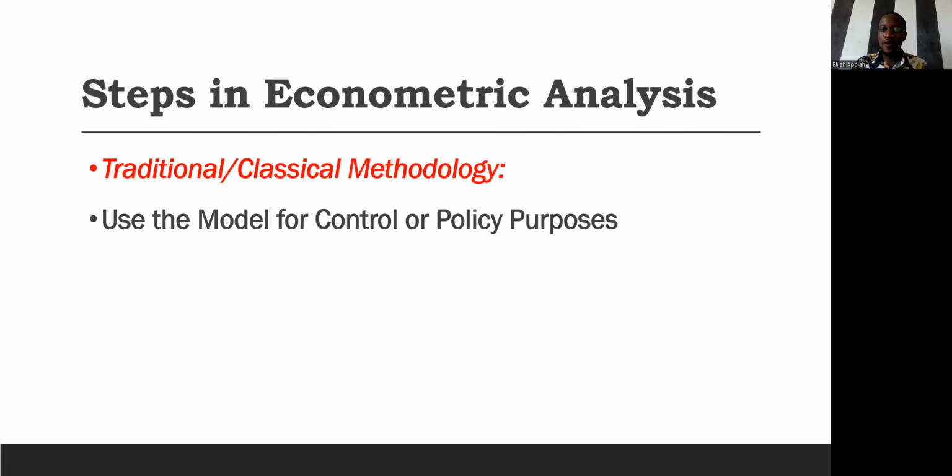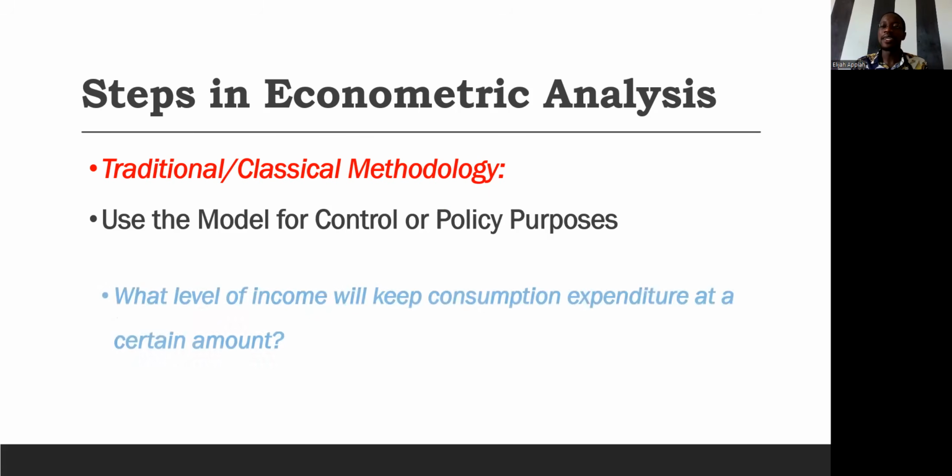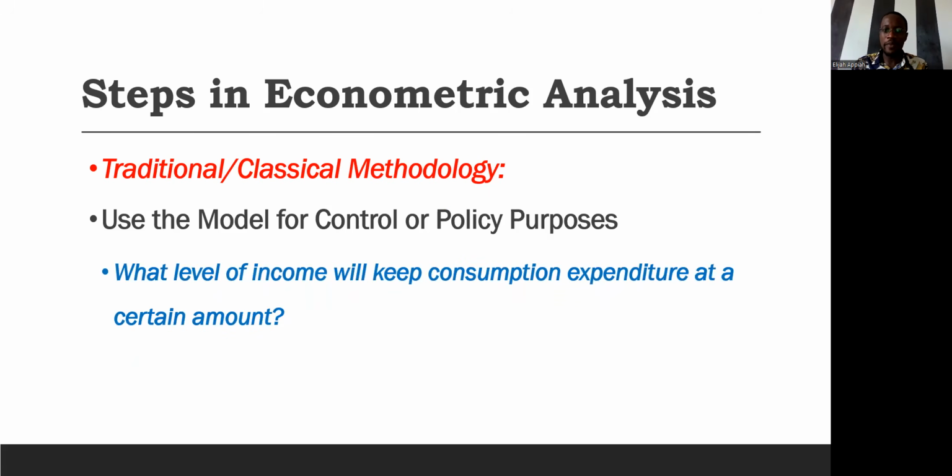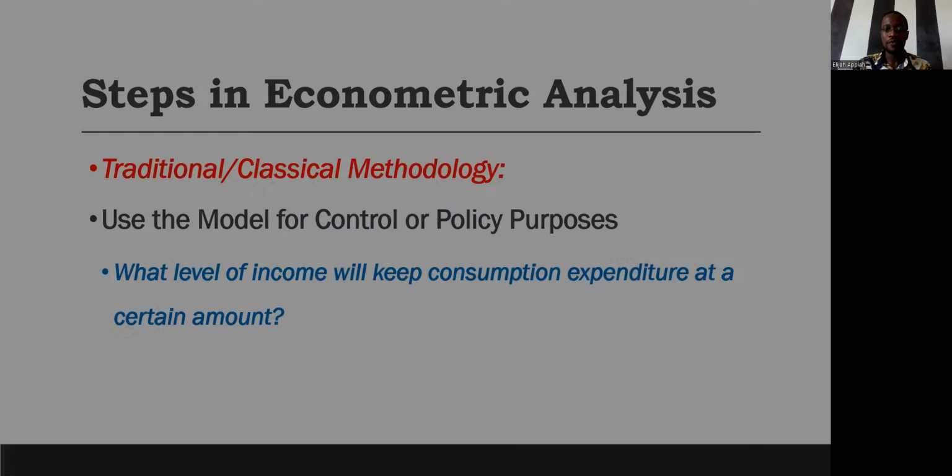After it has gone through all these processes and it's able to forecast or predict, then we can use the model for control or policy purposes. So in such a case, maybe a government may be interested in knowing what level of income would keep consumption expenditure at a certain amount. In that case, you can use it to formulate such policies and keep consumption at a desired level in the economy. So these are the methodologies of econometrics that we need to go through.